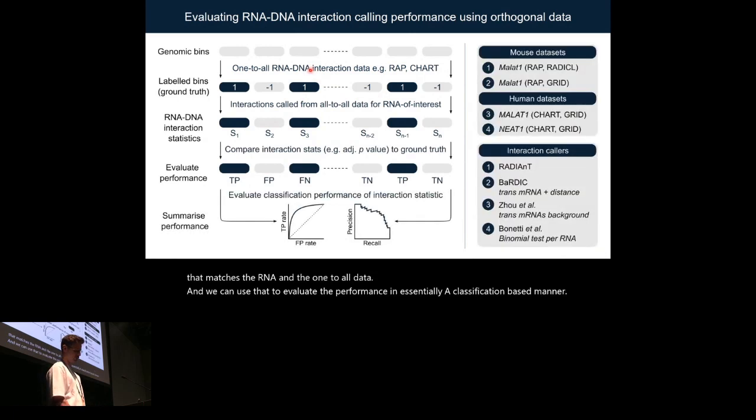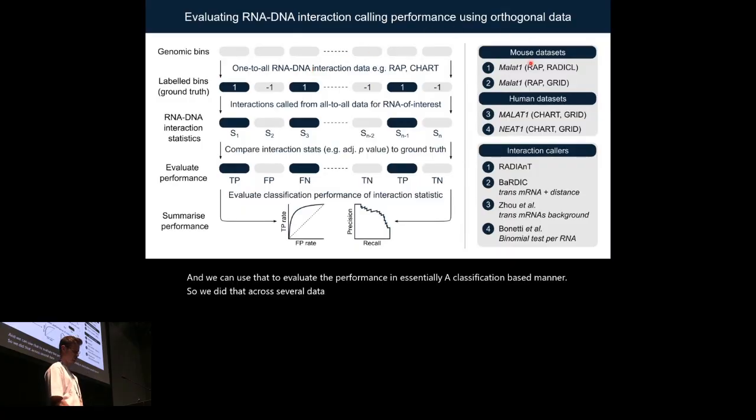So we did that across several data sets. We had two sets of that for mouse, so both looking at MALAT1, but with different all-to-all sequencing data. And we also had it in human, but then that was different one-to-all data. So we had a one-to-all data set for MALAT1 and a one-to-all data set for NEAT1. And then we looked at different interaction callers. So we looked at Radiant, which I've described to you. We used BARDIC, which utilizes trans mRNA contacts around the genome, as well as an element of distance, and then 2 other RNA-DNA interaction callers as well.